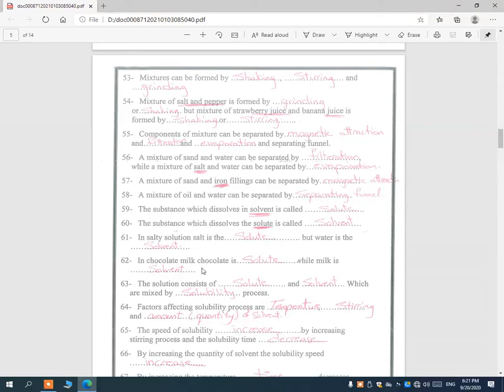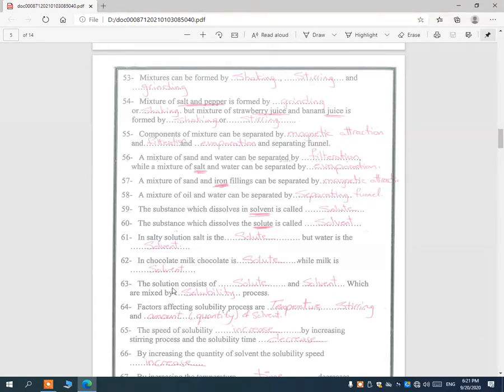62. In chocolate milk, the chocolate means the small amount, which is the solute, while the milk is the large amount, which is the solvent.